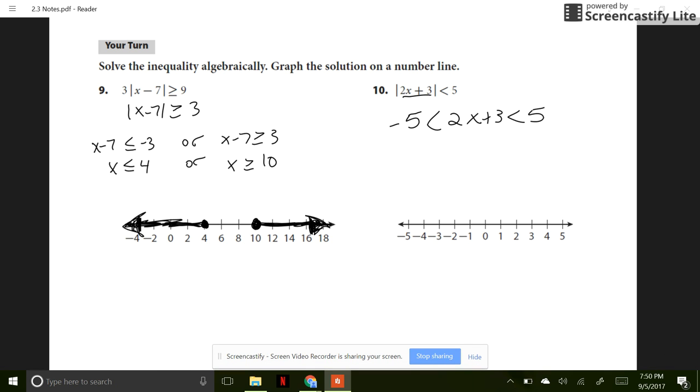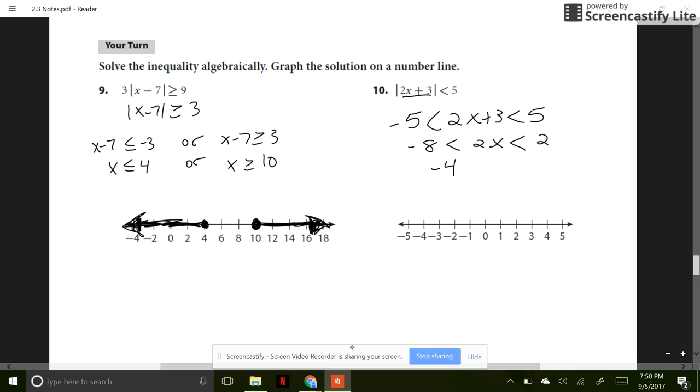So we subtract 3 from both sides. So we'll get negative 8 less than 2x less than 2. And then we will divide by the 2 to get negative 4 is less than x, which is less than 1. So our solutions there go from negative 4, open circle, because we're not including it, and up to positive 1, again, open circle, we're not including it, and all of the values in between. And that would be our solution.